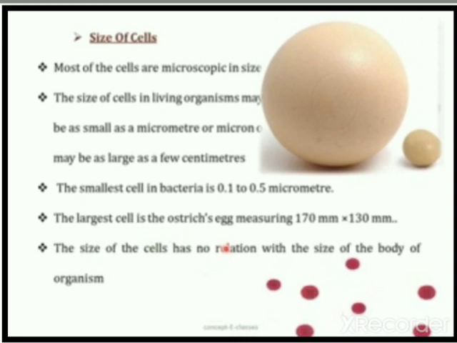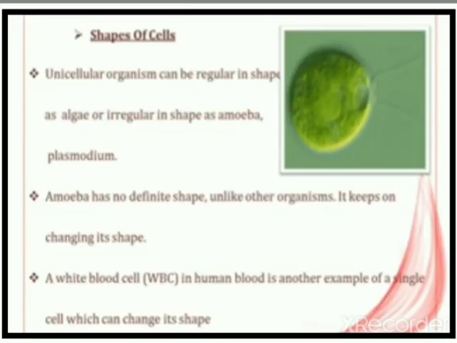So the size of the cells has no relation with the size of the body of the organism. The size of cells in an elephant's body need not be much bigger than those in a rabbit. Over to the next. There are two types of organisms, unicellular and multicellular.